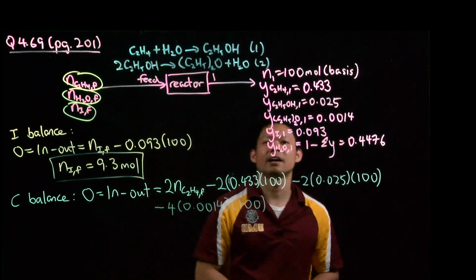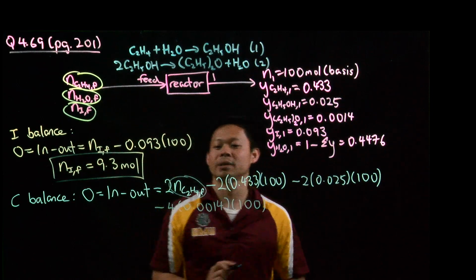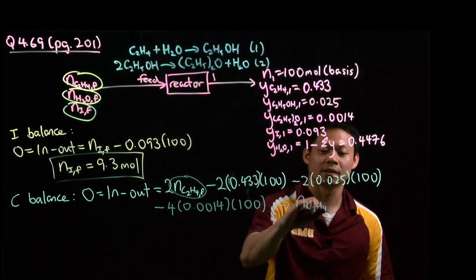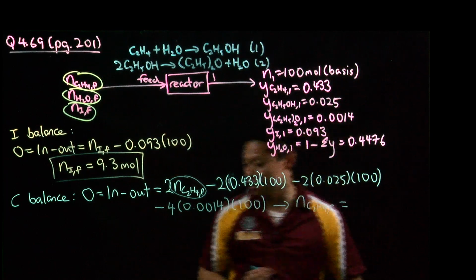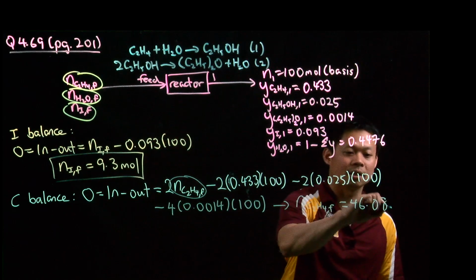And that's all we have for our carbon balance. So you can see in this case, if we solve this, we can get our number of moles of C2H4 in the feed. And if you put in the numbers and crunch it, you have 46.08 moles.